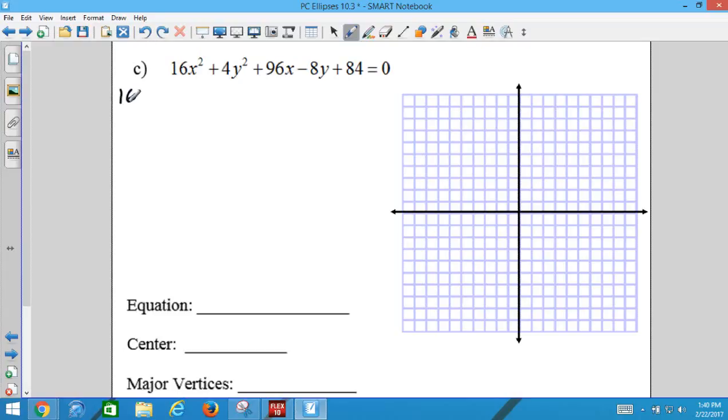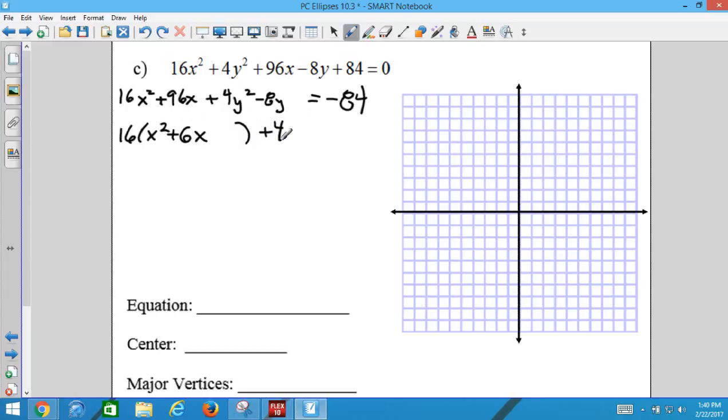Save some space. I'm going to reorder it. And I'm going to move my 84 over. Start by reordering it and move my 84 over. Maybe you could combine a few steps and do the second step at the same time as the first step. I'm going to factor out 16 from x squared and the x. I'm going to leave a space. Out of the y, though, I'm only going to factor out 4.